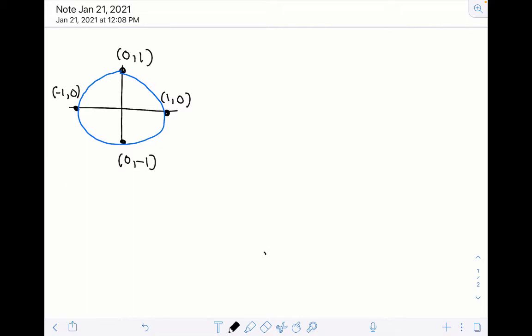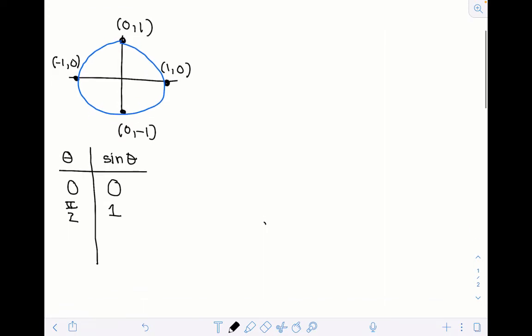And so now I'm going to write them as our angle here, and then let's do sine of theta first. So when the angle is 0, sine is going to be the y value here, so that's 0. When the angle is pi over 2, sine is 1. For pi, sine is 0. For 3 pi over 2, it's negative 1, and then I'm going to go back to 2 pi, and it's 0 again.